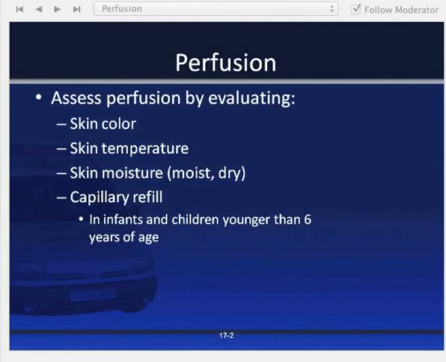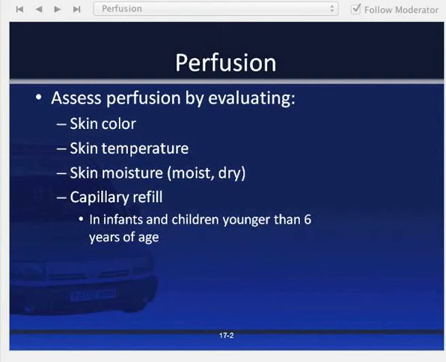Let's go ahead and get started. While assessing the patient's pulse, quickly check the patient's skin. Assessment of the patient's skin condition can provide important information about the flow of blood through the body's tissue, termed perfusion. Perfusion is assessed by evaluating... well, what are we going to evaluate? We're going to evaluate skin color, skin temperature, skin moisture, and capillary refill.